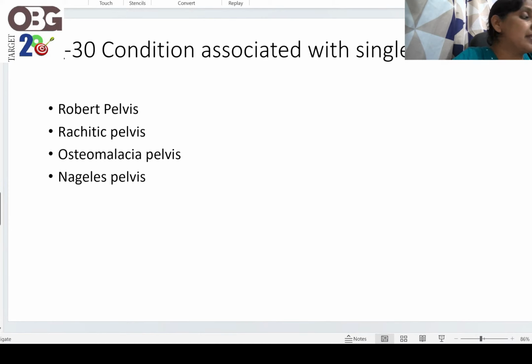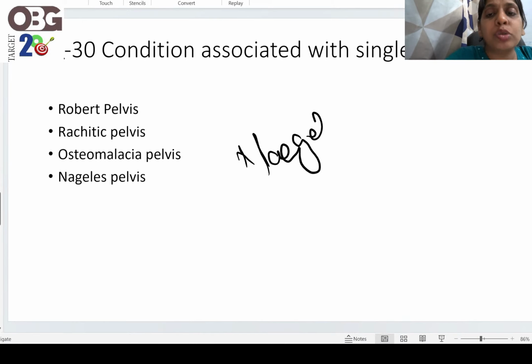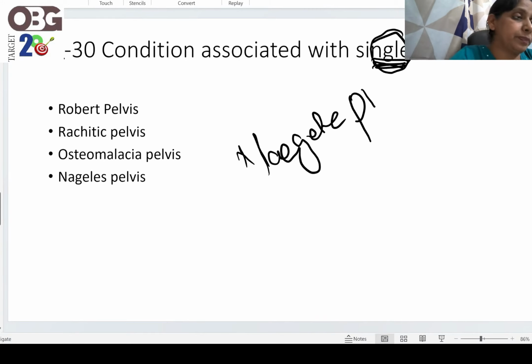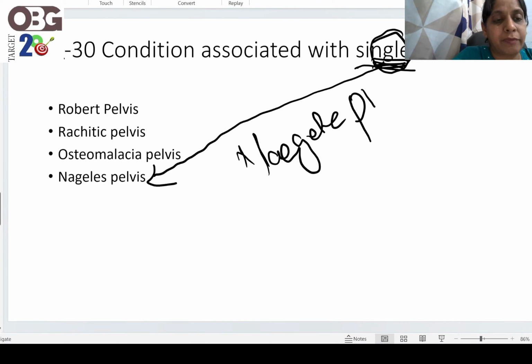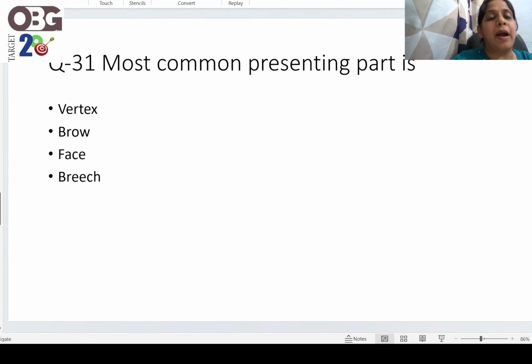Condition associated with single ala. The false pelvis part of the pelvis contains 2 alae, and you know that it is Naegele's pelvis. Those who want the trick: see, in the last of the word single, Naegele is written. Okay, so that's it. In the last of single, the word Naegele is written. So it is Naegele's pelvis. Very good. Most common presenting part, beta, is always vertex. Okay.